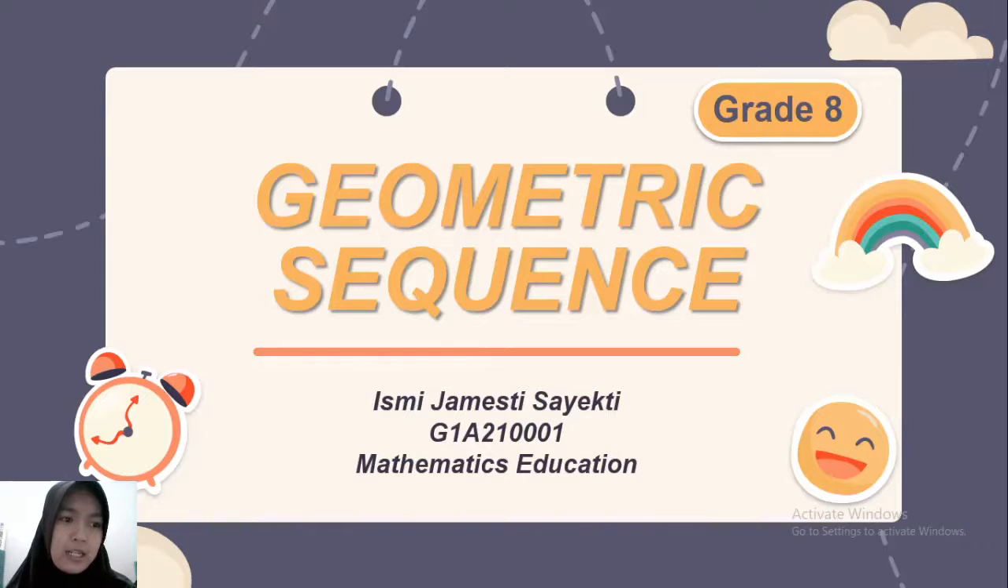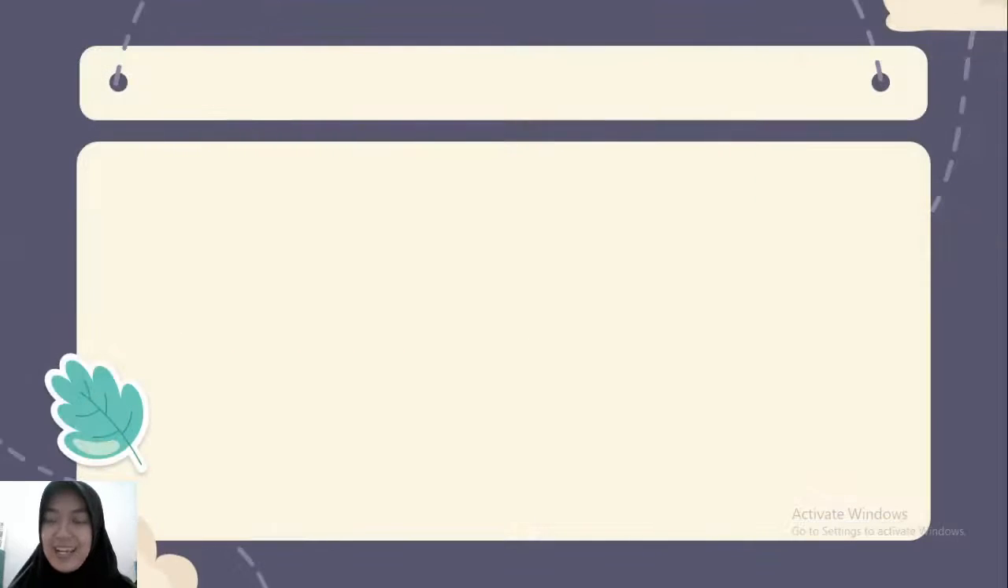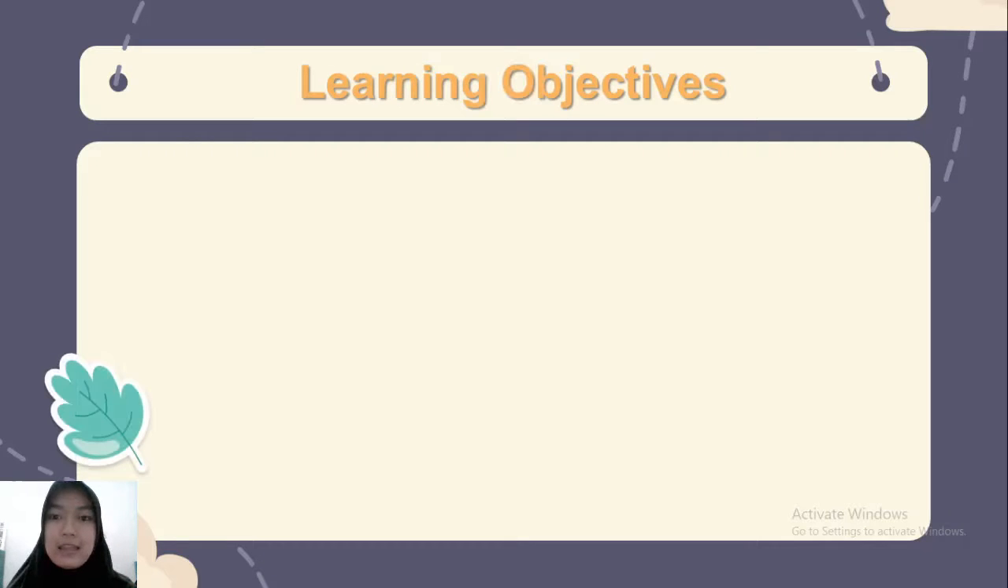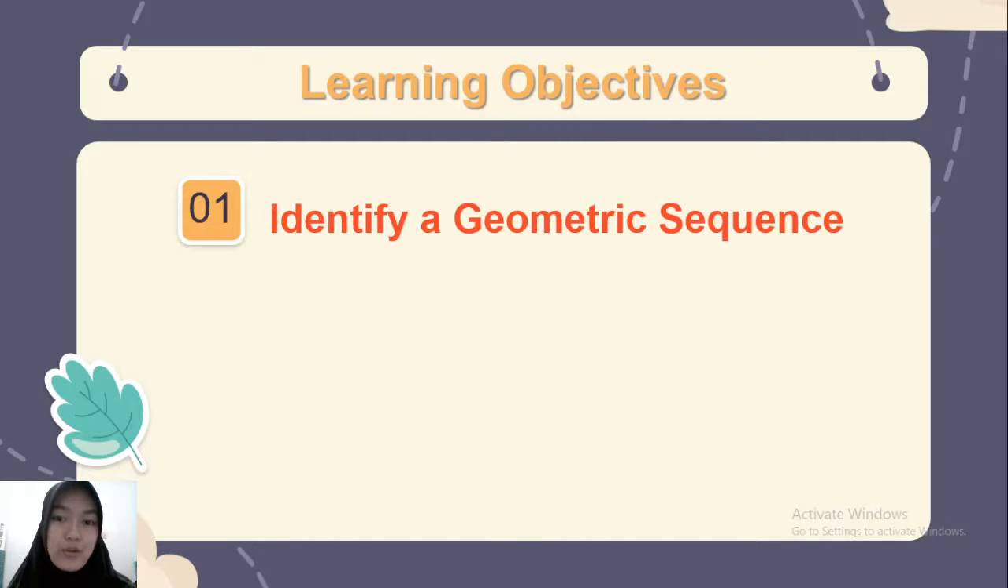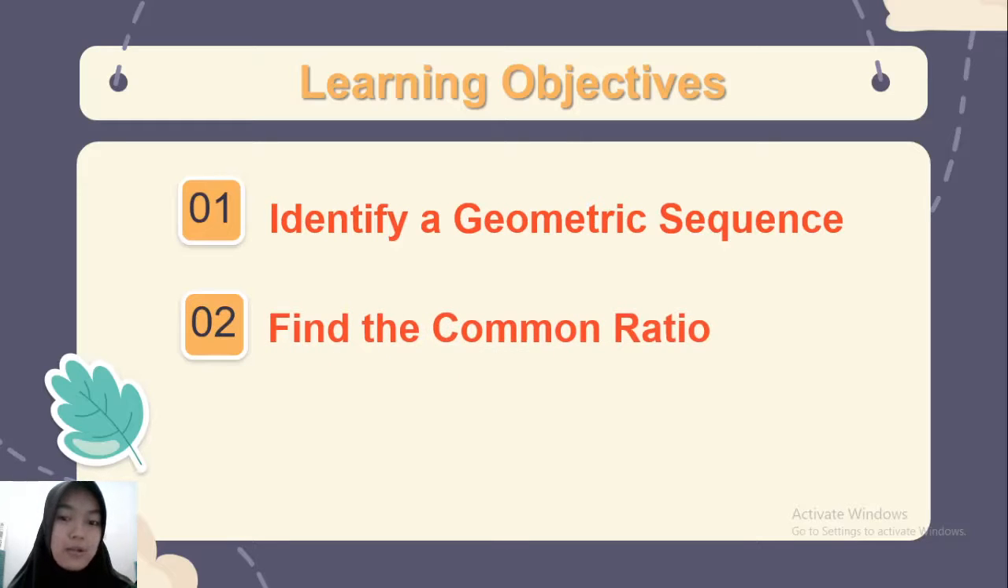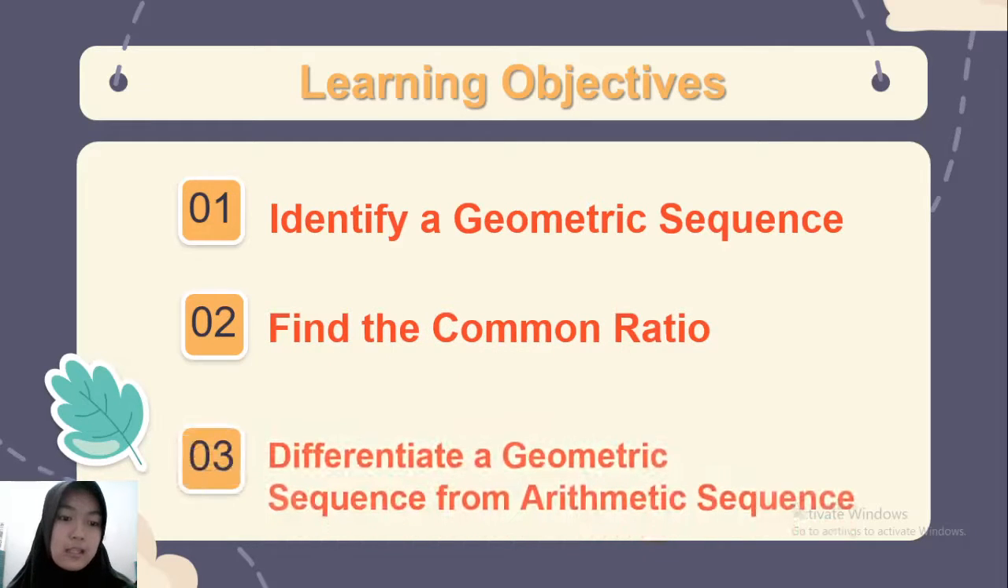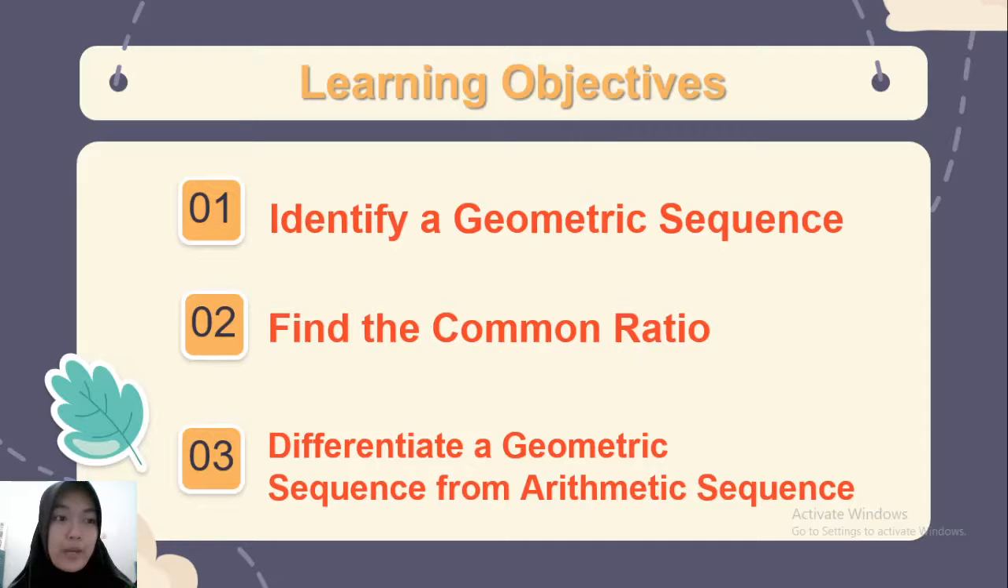Do you have activity sheet 3D? How about your pen and paper? Great! Let's begin a fun and exciting lesson. At the end of the lesson, you are expected to first, identify a geometric sequence. Second, find the common ratio. And third, differentiate a geometric sequence from an arithmetic sequence.